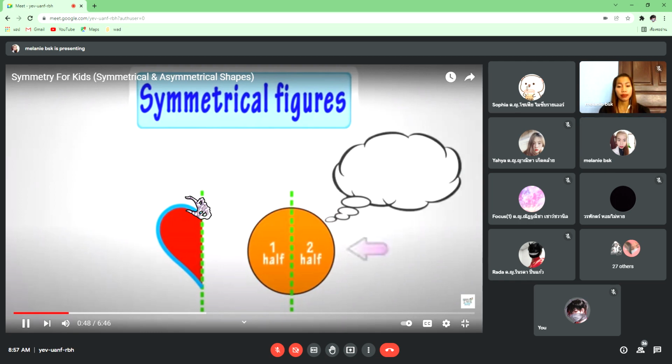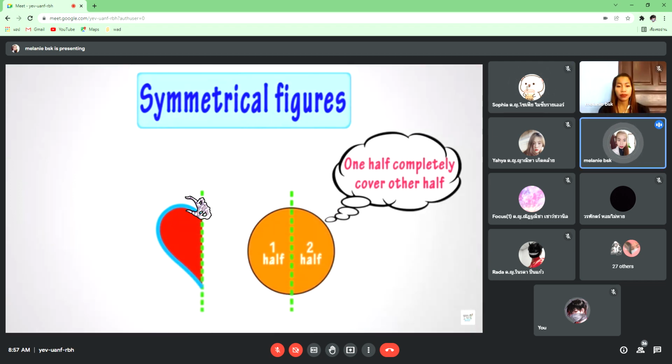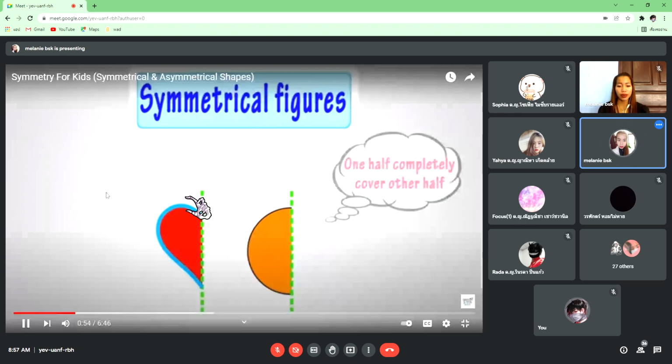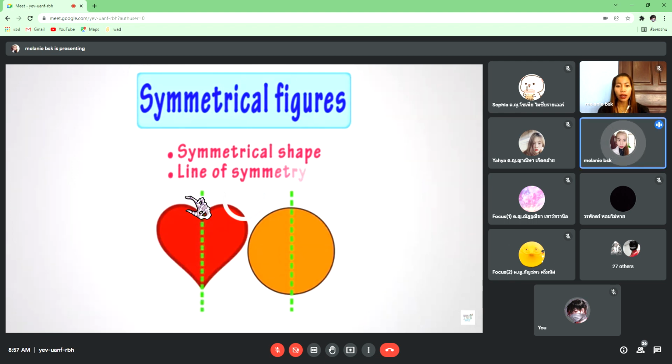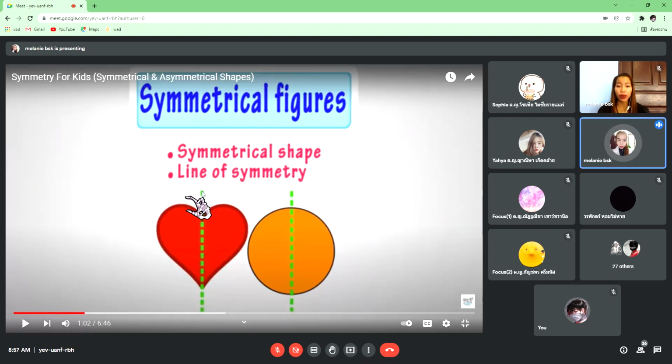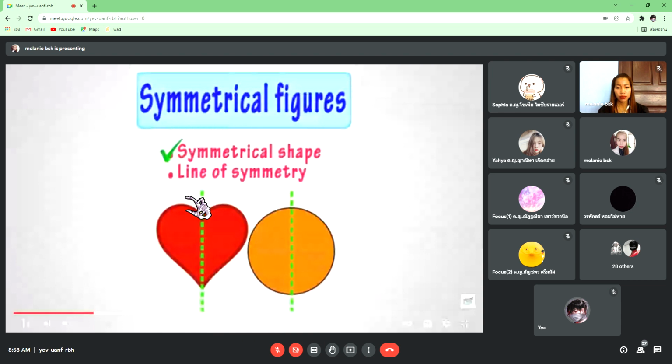When you can fold a shape in half, and one half exactly covers the other half, we can say that the shape is symmetrical. And the fold line is the line of symmetry. So this line is what we call the line of symmetry, or axis of symmetry. This shape is a symmetrical shape, and this line of fold that divides the shape into two similar halves is the line of symmetry.